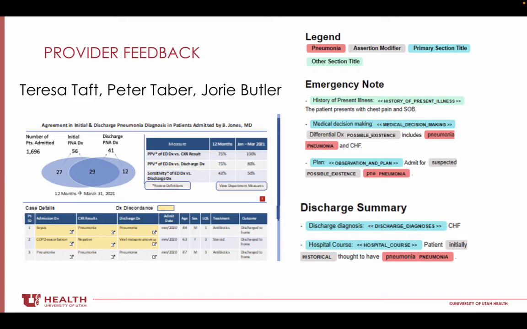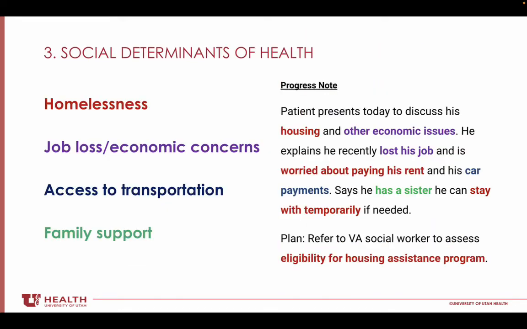So a third area of NLP is looking at social determinants of health. Social and behavioral variables are really important to patient health, and this is becoming much more generally recognized and studied. But these concepts are really difficult to record with standardized structured data. For example, in a note like this, you can see a lot of different social factors being discussed: homelessness and housing instability, economic issues and job loss, transportation, family support. All of this information is really relevant to the patient's overall health status.